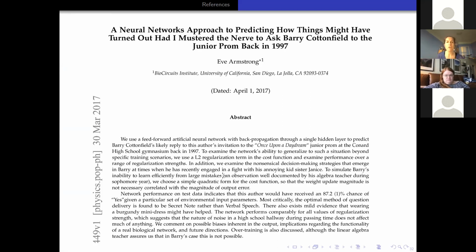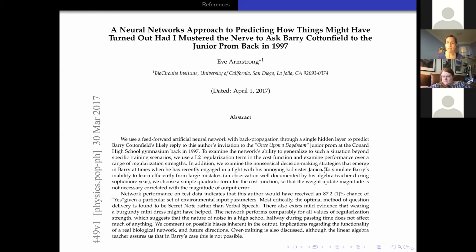It's called a neural networks approach to predicting how things might have turned out had I mustered the nerve to ask Barry Cottonfield to the junior prom back in 1997. Let me just read a bit of the abstract here for you. We use a feed-forward artificial neural network with backpropagation through a single hidden layer to predict Barry Cottonfield's likely reply to this author's invitation to the Once Upon a Daydream junior prom at the Conard High School Gymnasium back in 1997. I'll skip down to here.